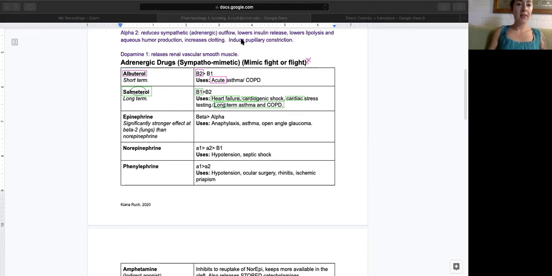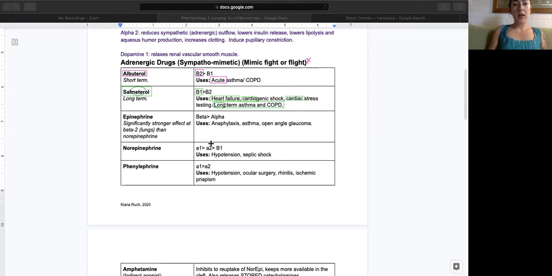Epinephrine has significantly stronger effects at beta-2 in the lungs than norepinephrine does. So if someone's having bronchoconstriction and airway asphyxiation, that's why they use an EpiPen, because it has significantly stronger effects at beta-2 than norepinephrine. So that's why it's an EpiPen, to open up those airways in anaphylaxis.